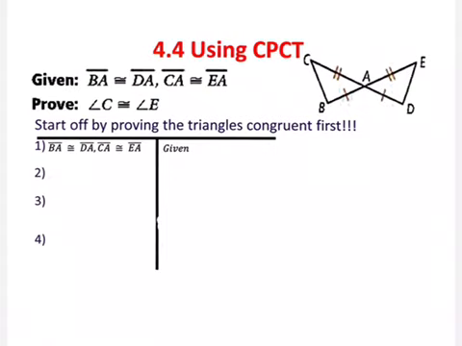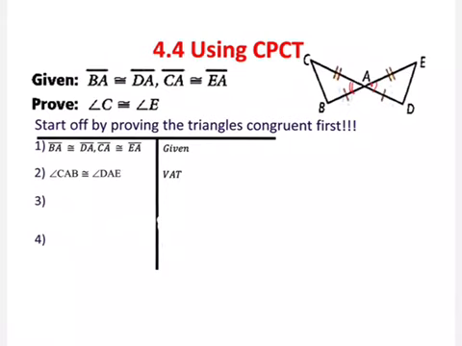In this proof, we are given that BA is congruent to DA and CA is congruent to EA. And we're asked to prove that angle C is congruent to angle E. So the first thing we're going to do is state the given, and then we start looking for other things we can show are congruent based on one of the properties we know. Well, we should recognize that we have vertical angles here. So our next step, we can clearly state that angle CAB is congruent to angle DAE by vertical angle theorem.